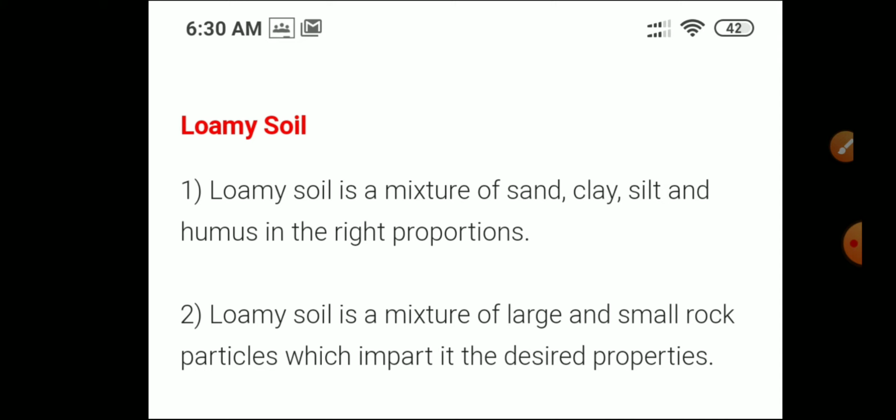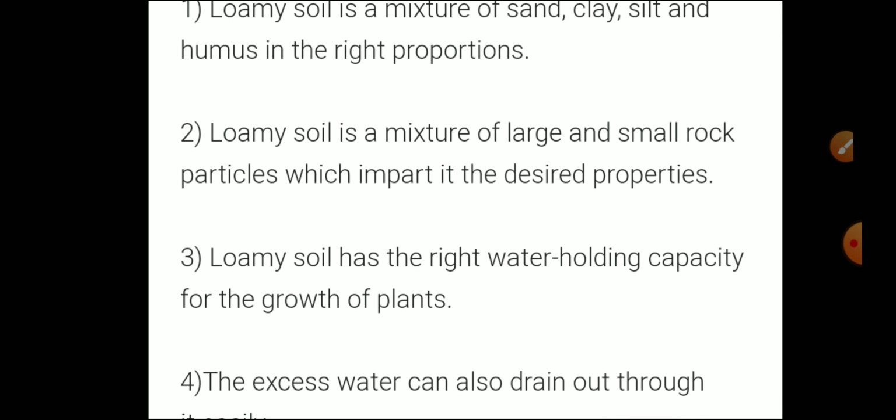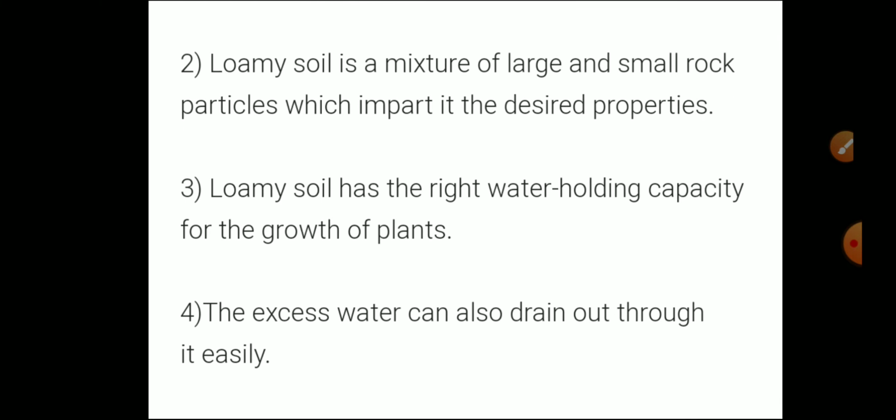When we are talking about particle size, loamy soil is a mixture of larger and small rock particles, which impacts its desired properties. Definitely it does not have a very large space or a very small space, but a moderate amount of space, so it is good. Loamy soil has the right water holding capacity for the growth of the plant.